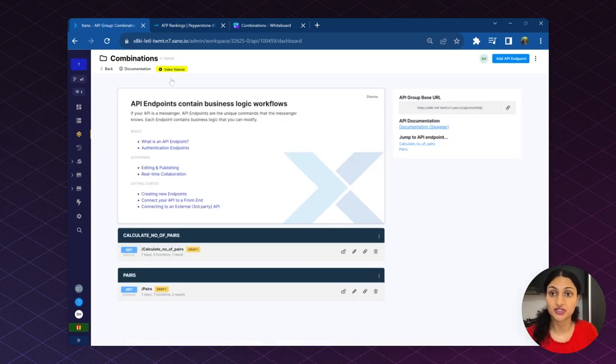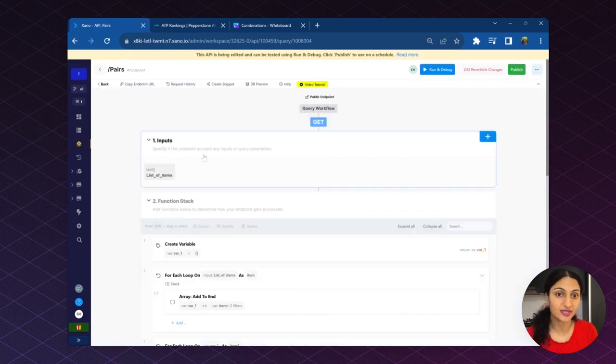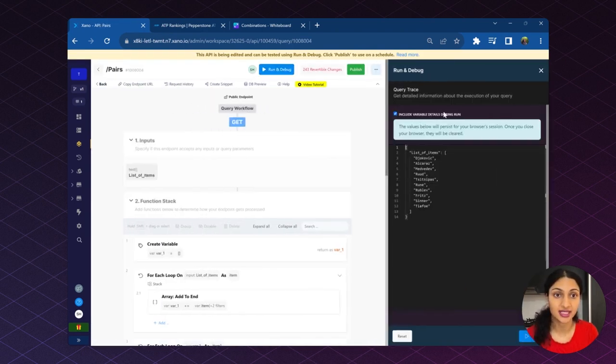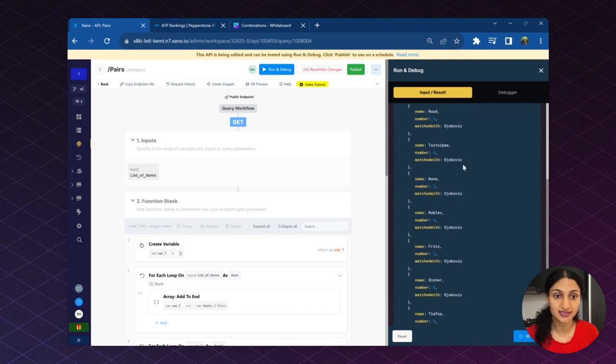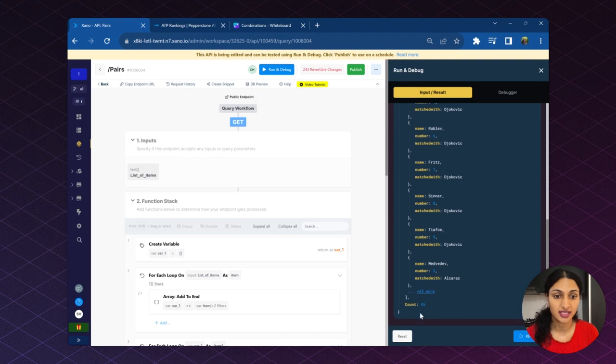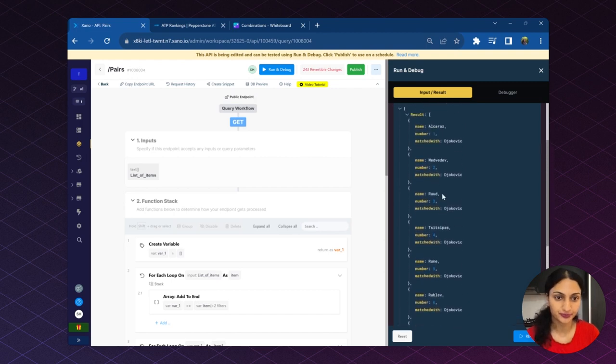So I took a list of the top 10 players from the most recent ATP rankings and fed them into a list of items in my second calculator that I built. So here we've got the top 10 current players. We can see we've got a list of unique pairings. It's Tsitsipas Djokovic, Rune Djokovic, Rublev Djokovic, etc. And in total, we've got 45, which matches with the count from our first endpoint that we went through.